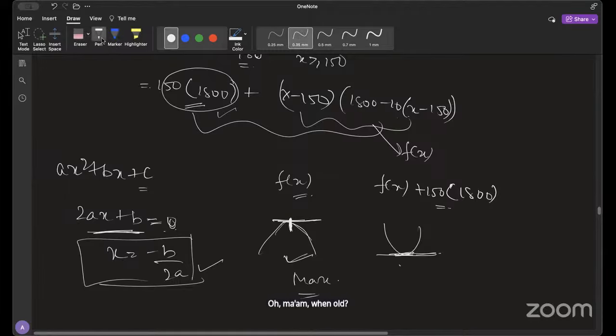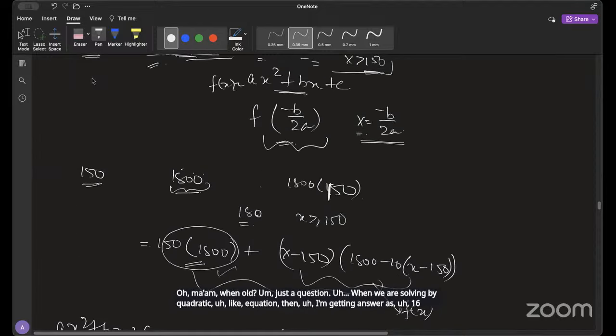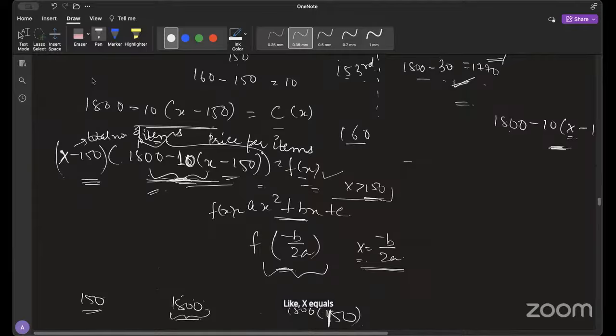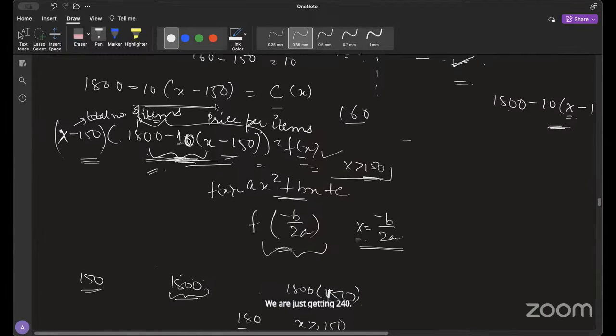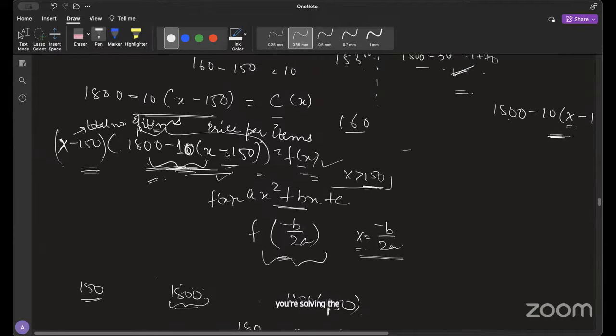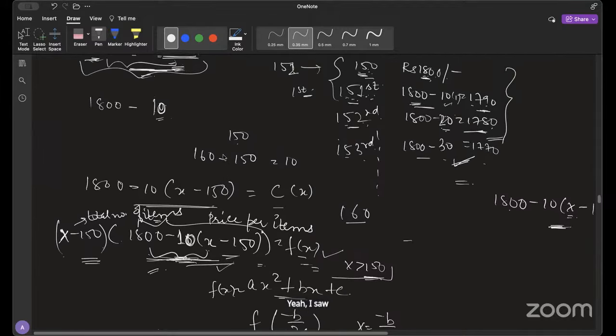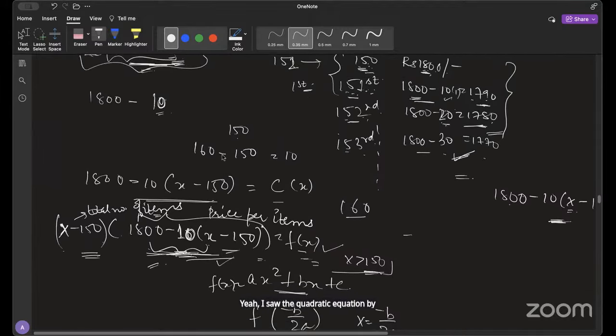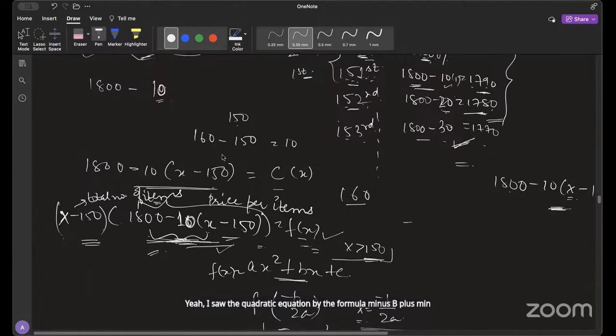Ma'am, just a question. When we are solving the quadratic equation, I'm getting the answer as 165, like x equals 165. But when we are doing it by minus b by 2a, we are just getting 240. Minus b by 2a. Okay, so you're solving the equation. Yeah, I solved the quadratic equation by the formula minus b plus minus root b square.